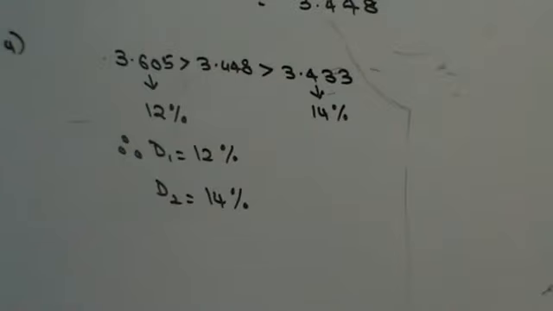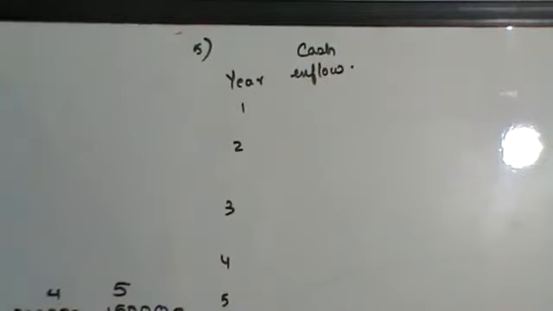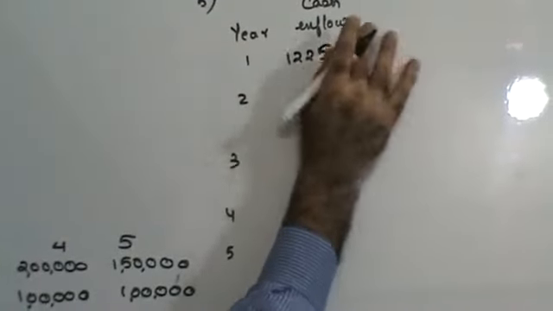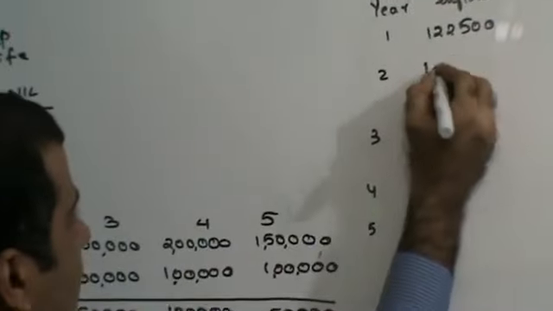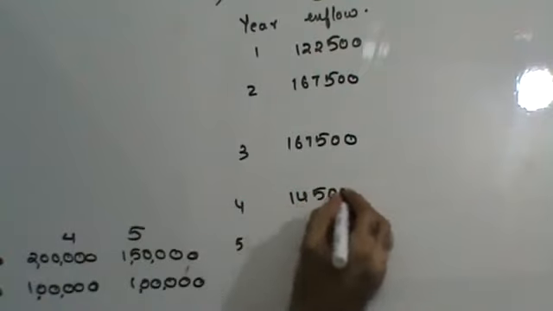Once you have this, now you have to find out the present value for these. Right? Now the cash inflows are 1,22,500. You have just calculated this, guys. 1,22,500, 1,67,500, 1,67,500, 1,45,000, and 1,22,500. Right? Now your D1 was 12%.